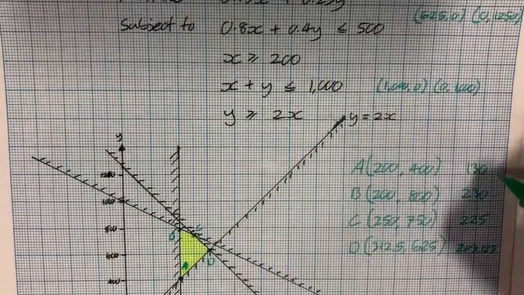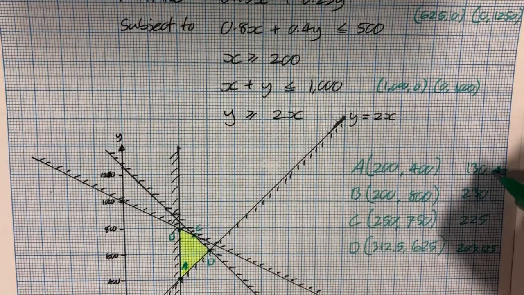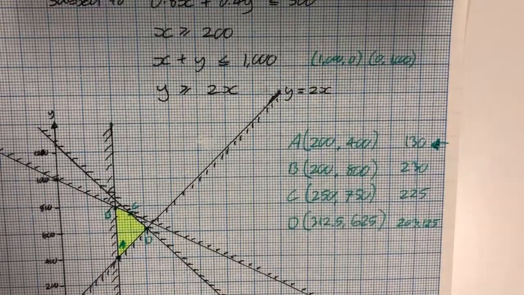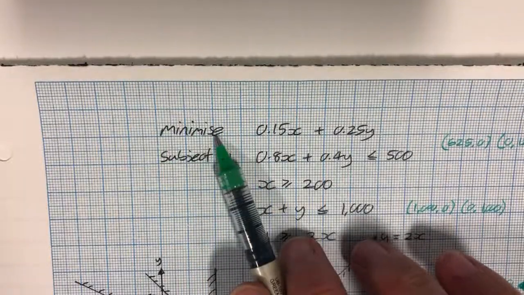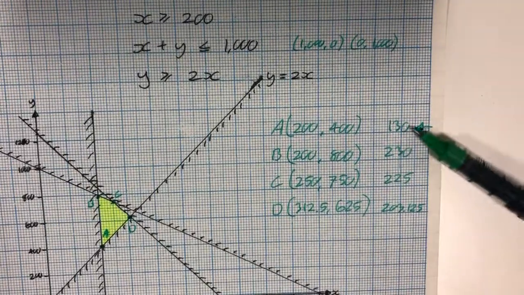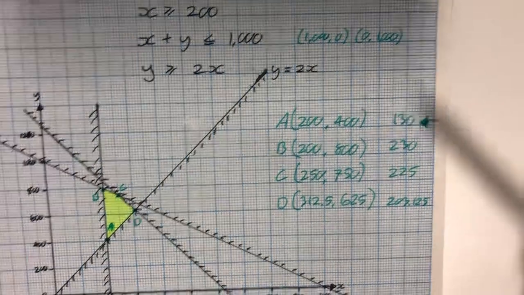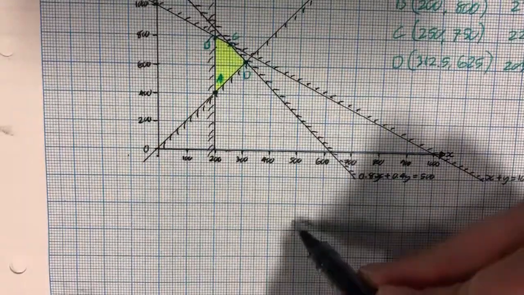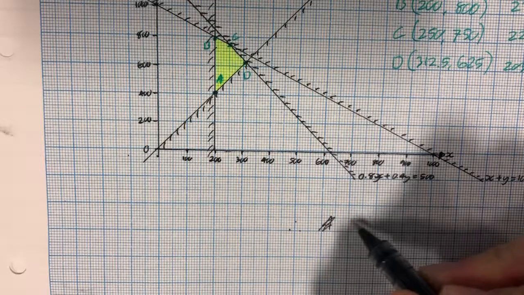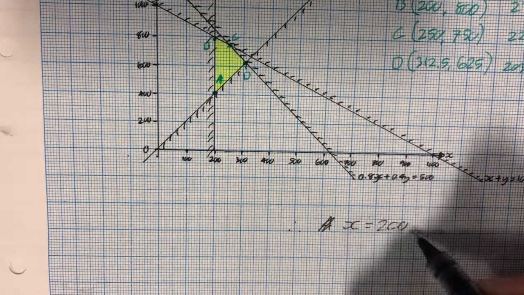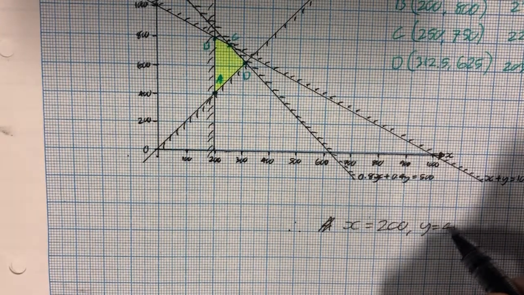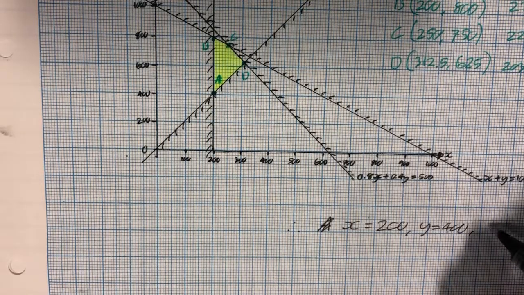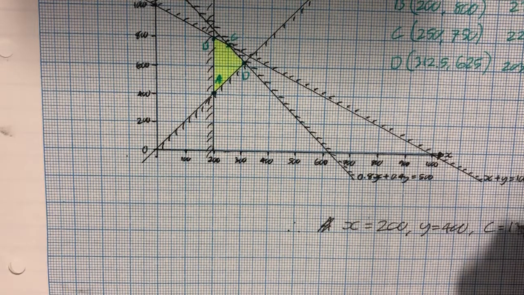So the minimum therefore is this one. Because this is a minimisation problem, not a maximise, we're looking for the minimum value of the objective function, which is 130, and then we can state the solution. Therefore, x equals 200, y equals 400, and the objective function c equals 130.